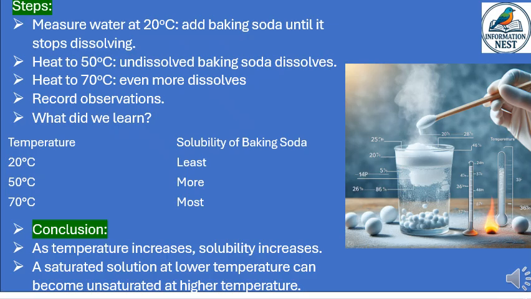Then we go further, heat it to 70 degrees Celsius. Even more baking soda dissolves. It's like the water is saying, I have got room for more. So the solubility of baking soda at 20 degrees Celsius is least, at 50 degrees centigrade more, and at 70 degrees centigrade most.